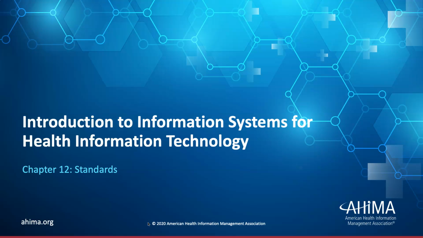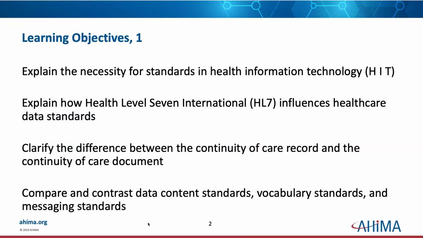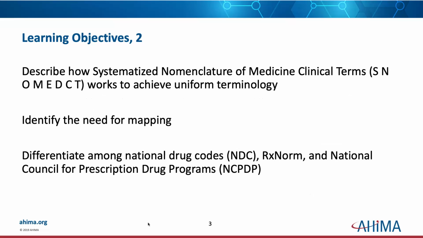If you want to follow along in your textbook, we are starting chapter 12 on page 203. Our learning objectives, according to the book, are to talk about the necessity for standards in health information technology, look at HL7 and how that influences health data standards, clarify the difference between the continuity of care record and the continuity of care document, because they're two different things, compare and contrast data content standards, vocabulary standards, and messaging standards. We'll also be looking at how SNOMED works to achieve uniform terminology.